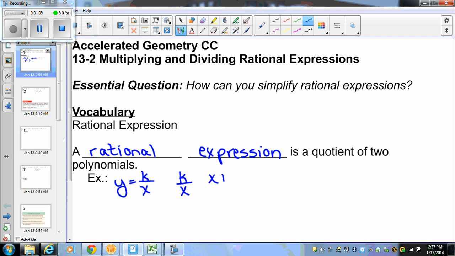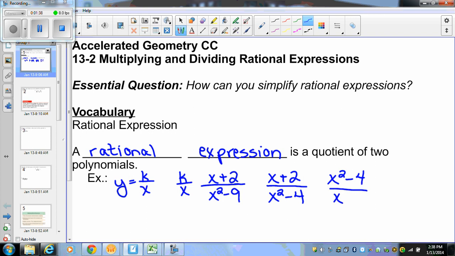For example, x plus 2 over x squared minus 9. That would be a rational expression. X plus 2 over x squared minus 4 would be a rational expression. If you look at this one, you may think, well, but that's factorable, and x plus 2 is a factor of x squared minus 4, so it can actually be simplified farther. And even if I write x squared minus 4 over x plus 2, that's a rational expression, but it can also be simplified. And in the process of simplifying that, it's not even a rational expression anymore.